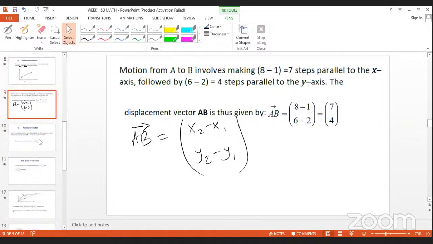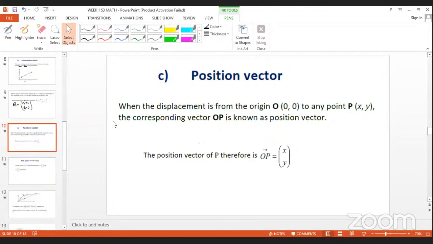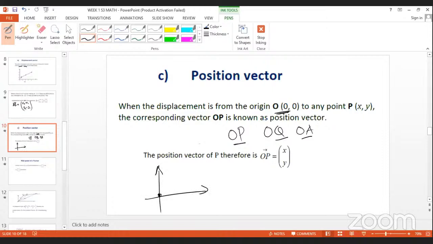Then the position vector. We said the position vector, usually you are coming from the original point O. And that is the reason why you will always find point OP, point OQ, point OA. This indicates that this is a position vector. What does it mean? It means it is coming from the original point. If you have your graph, it is starting from this original point O. This is our original point O, then it is maybe moving.